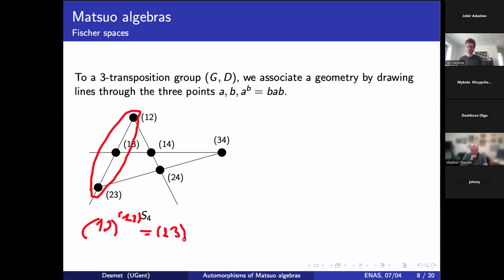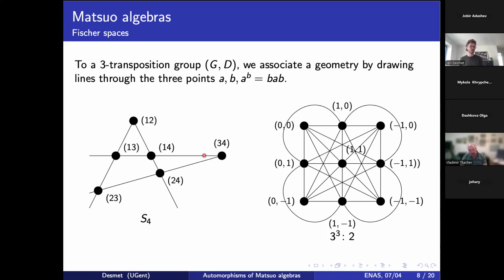And this is the way you can associate a picture to it: through every triple that I have, you can also check that for any 2 points on this line, if I conjugate one with the other, I get the third. And this way you get a picture where any 2 elements that are not connected by a line have order 2. So here you see that, for example, (1 3) and (2 4) are not connected by a line because they commute.